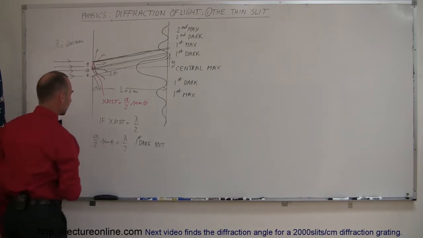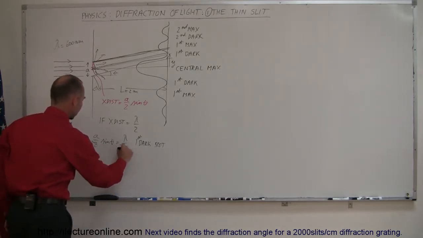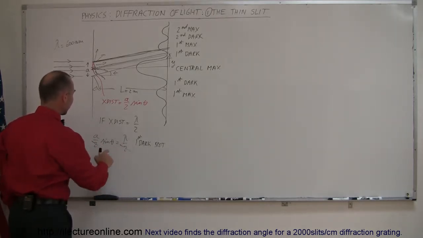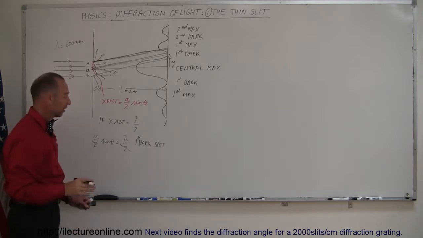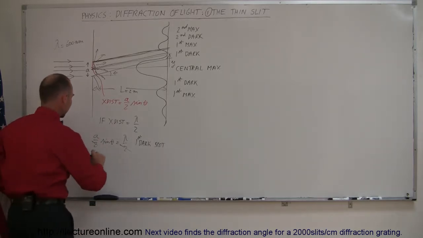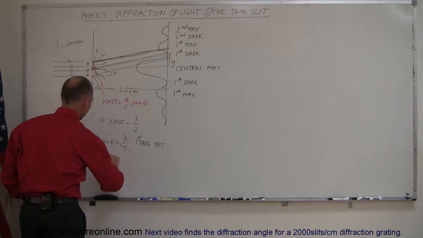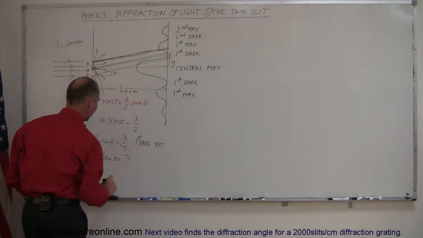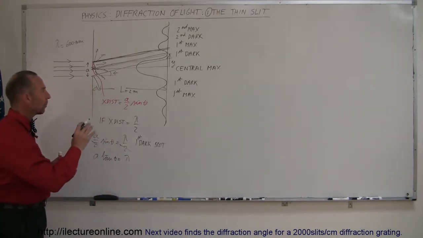And so this condition must be true. First of all, we can cancel out the 2's on both sides. Just like before with the double slit, these are very small angles, so we can say that a times the tangent of theta is equal to lambda, and of course the tangent of theta is the same as opposite over adjacent.